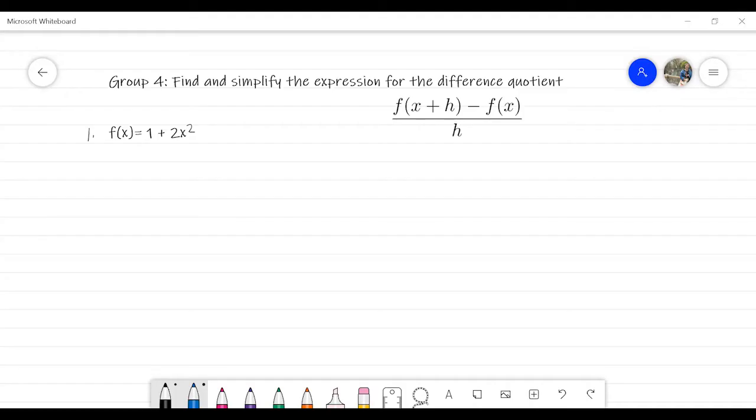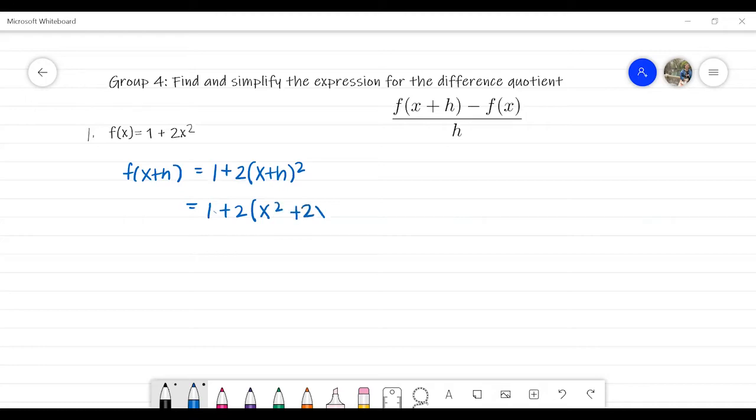Okay, so we're looking to simplify the difference quotient here, and that means we're looking at 1 plus 2x squared. We're looking to plug that in and simplify as much as we can over here. So first up, just like from the notes, we did f of x plus h. So that's 1 plus 2(x plus h) squared. That's 1 plus 2, and I'm going to multiply that out.